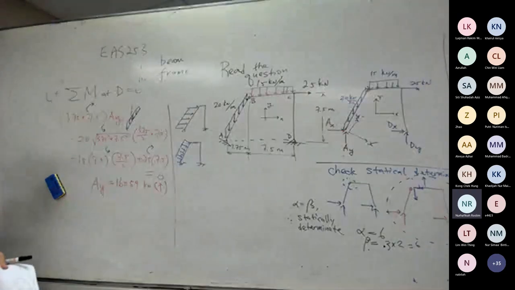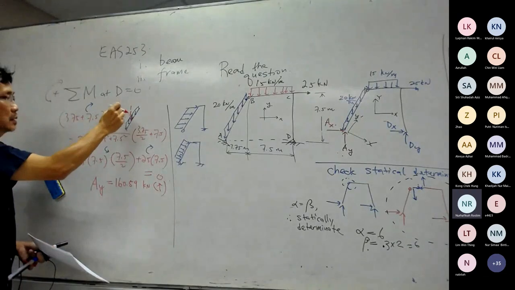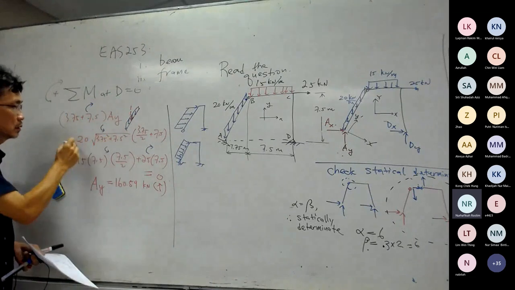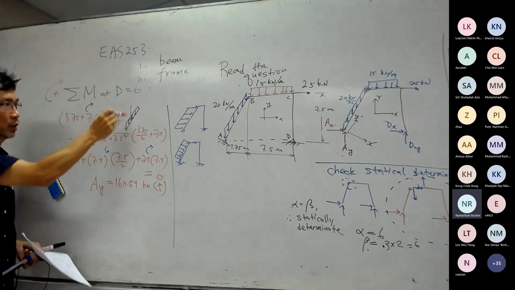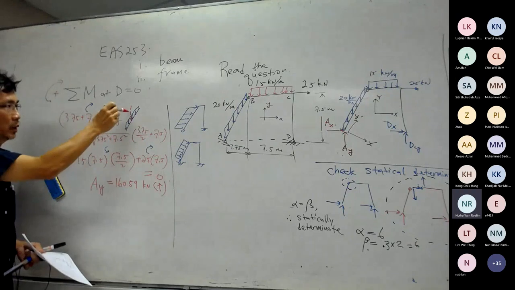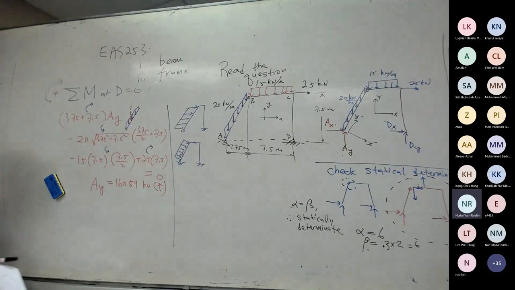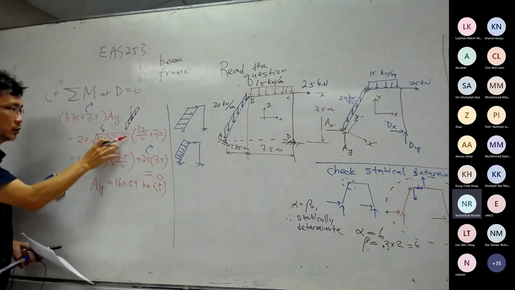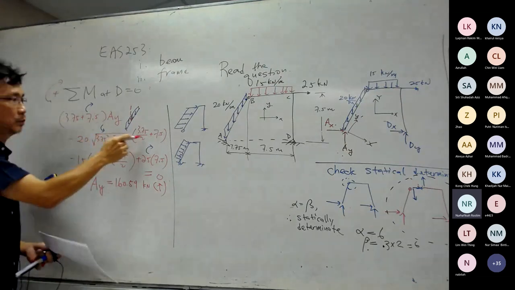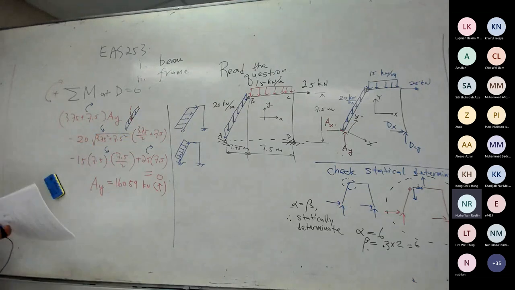Okay. Then that gives you the total equivalent load to the distributed one. This red dotted one is 20 multiplied with the length. And moment, don't stop here. If you stop here, this is not moment. You have to multiply with perpendicular distance.